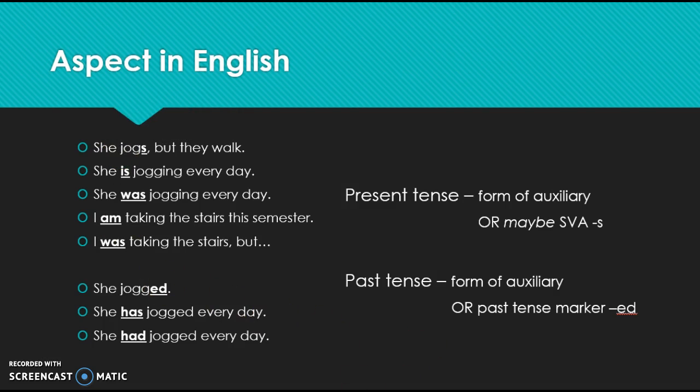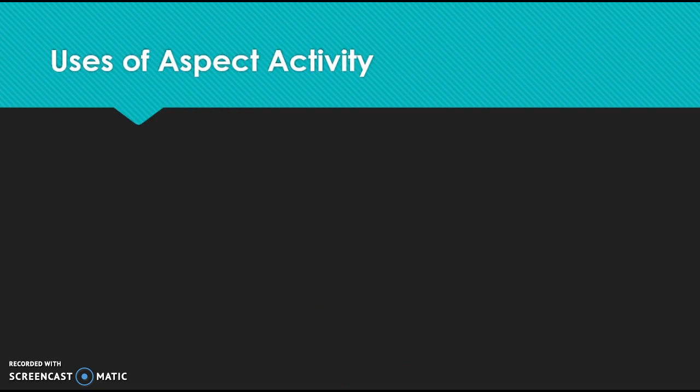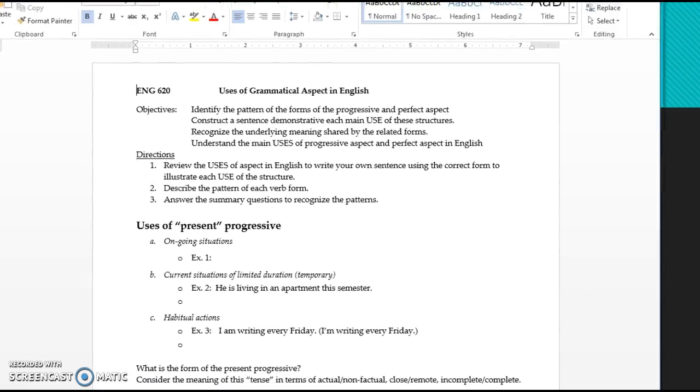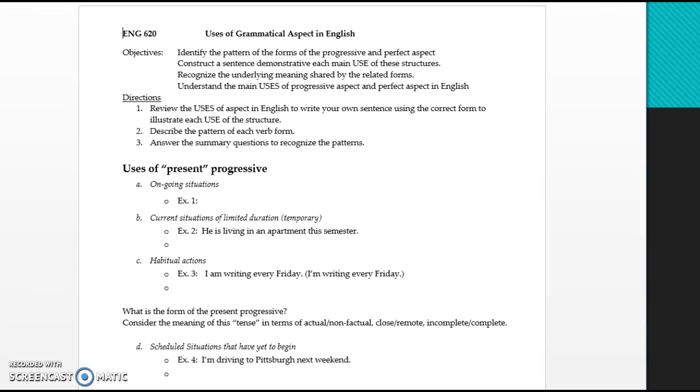Okay. Now that we have the review done, let's take a moment to look at how we use aspect. So for this activity, you want to get your tense and aspect handout from the course site.